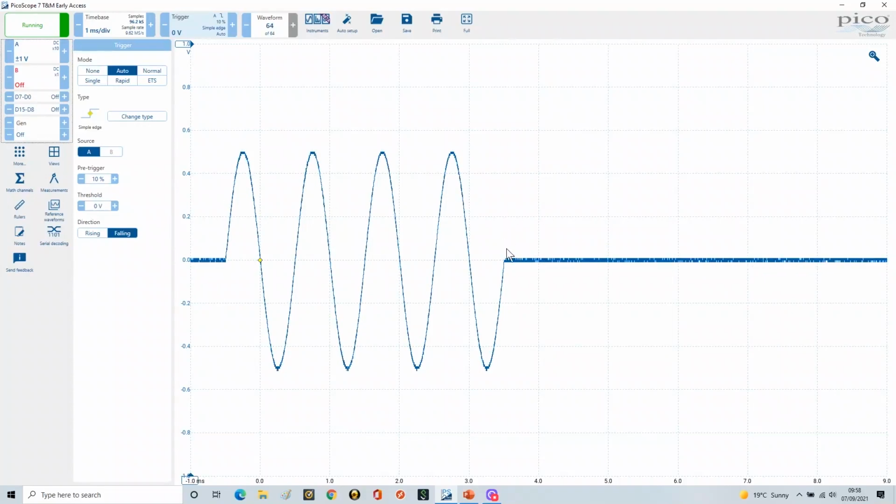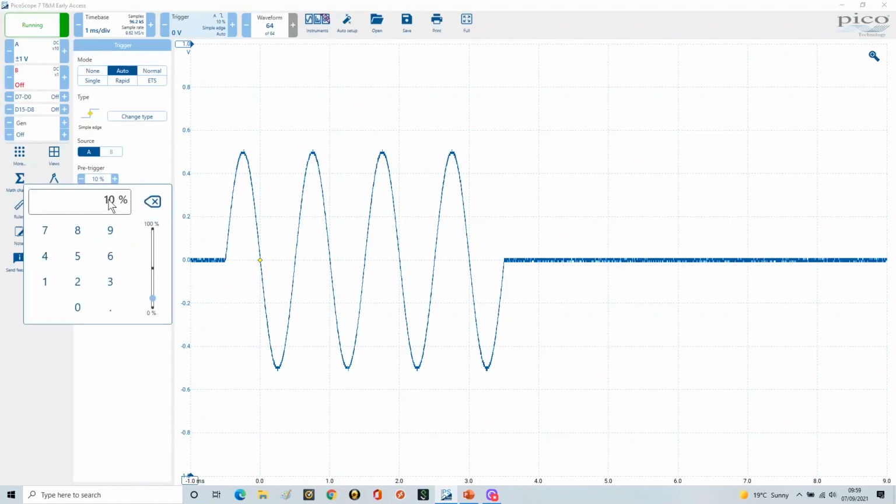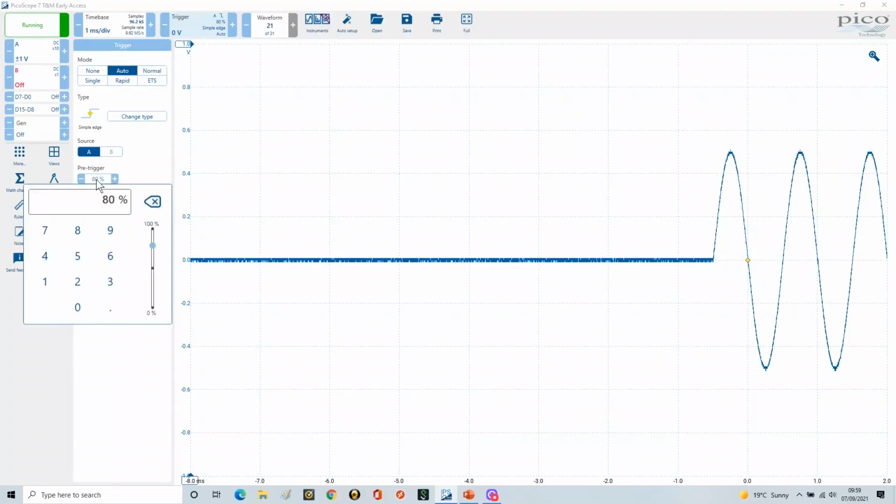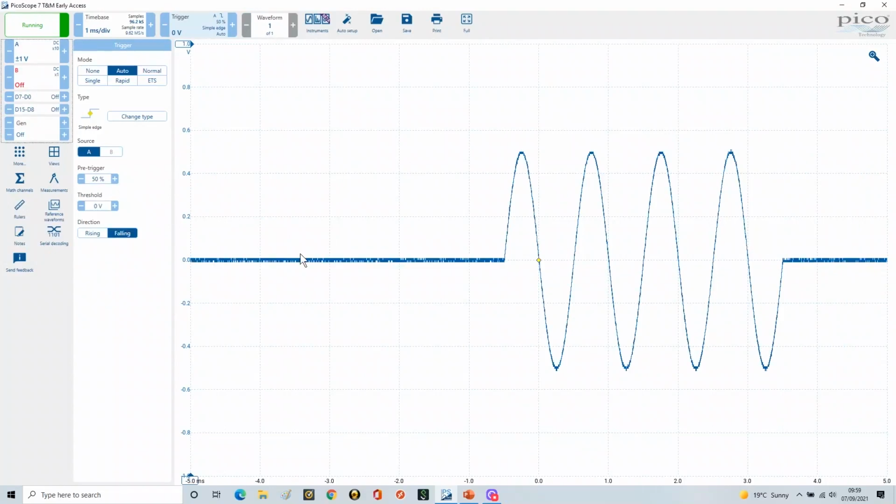Similarly, you may want to examine a signal in more detail to see what happened before a particular event, in which case you can change the pre-trigger, say to 80%. Now you can see less of the post signal but more of the pre-signal, and that can be useful. So this is just to let you know that that's what the pre-trigger does. So I'm going to put this back to 50%.